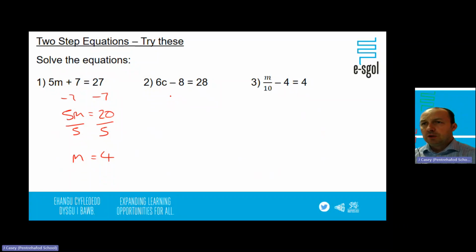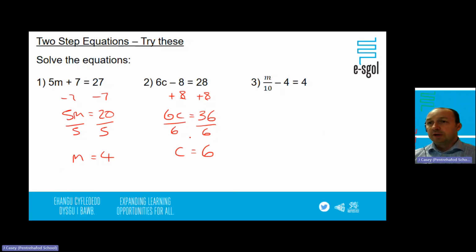This one is a -8, so I'm going to add 8 to both sides. So 6c is equal to 36. Then I divide by the coefficient, which is 6, divide by 6. The value of c is 6, because 36 divided by 6, of course, is 6. And we should know 36 is a square number.